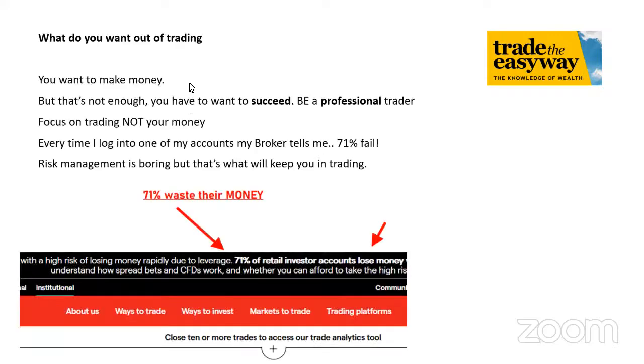And here's one of the key reasons. Every time I open my account, my broker says 71% of retail investors lose money. So I teach this simple system, but not everybody sticks to it hard and fast. And it's that degree of discipline that's going to make the difference between whether you're successful or not. So 71% of people are chucking money away. The brokers love it. That's how they stay in business. That's why they employ so many people. But if you want to be the 29% that make money, then listen up.